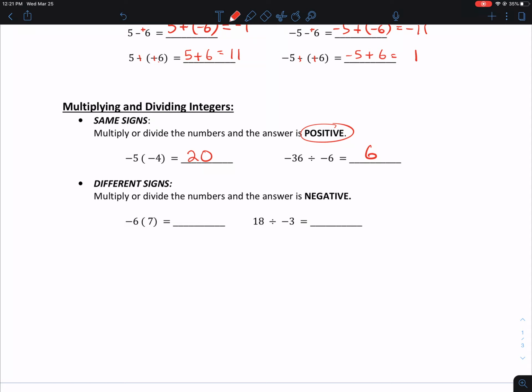And then finally, if they're different signs, we're always going to get a negative answer. So if one's positive and one's negative, we're always going to get a negative for our answer. So negative 6 times 7 would give us negative 42. 18 divided by negative 3 would give us negative 6.